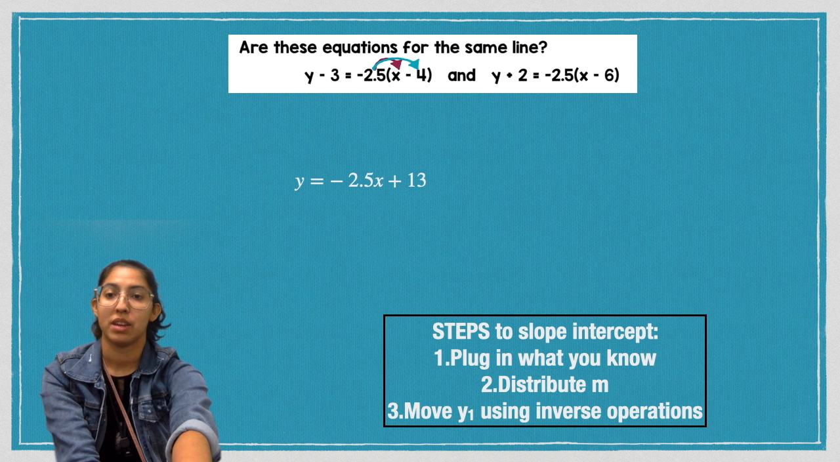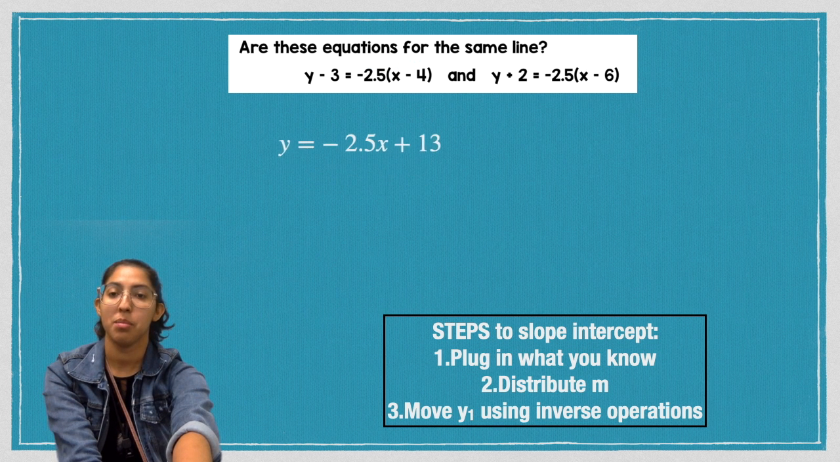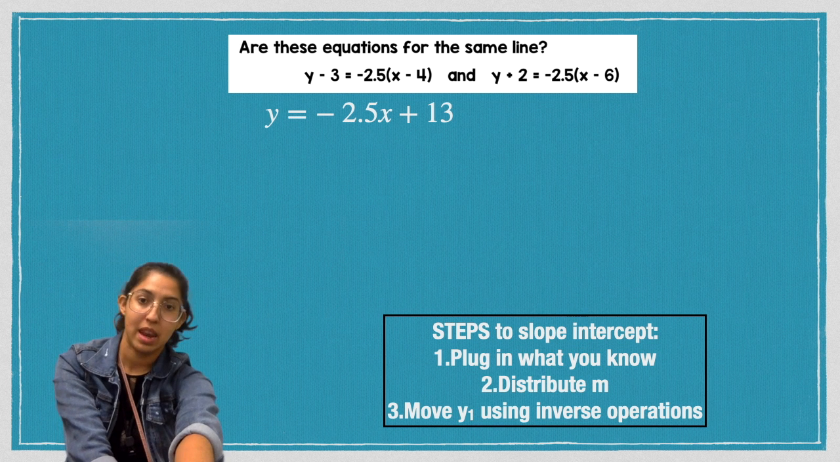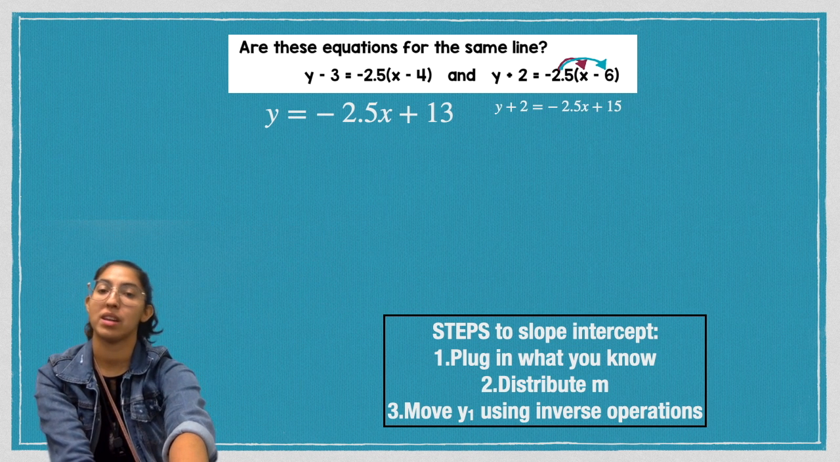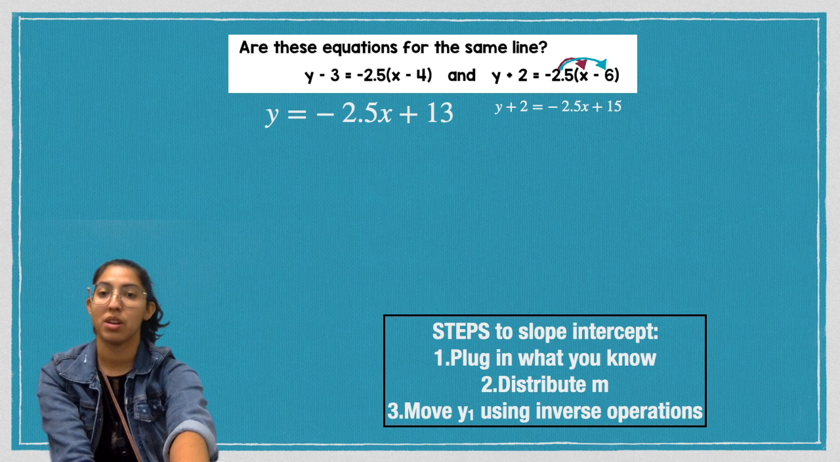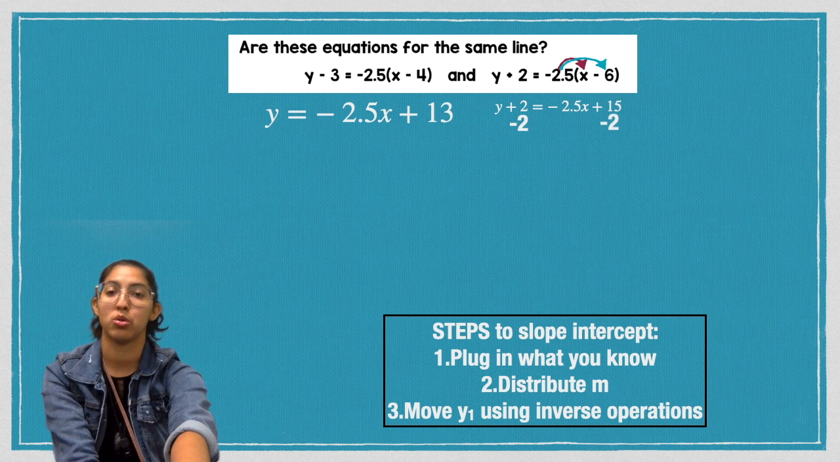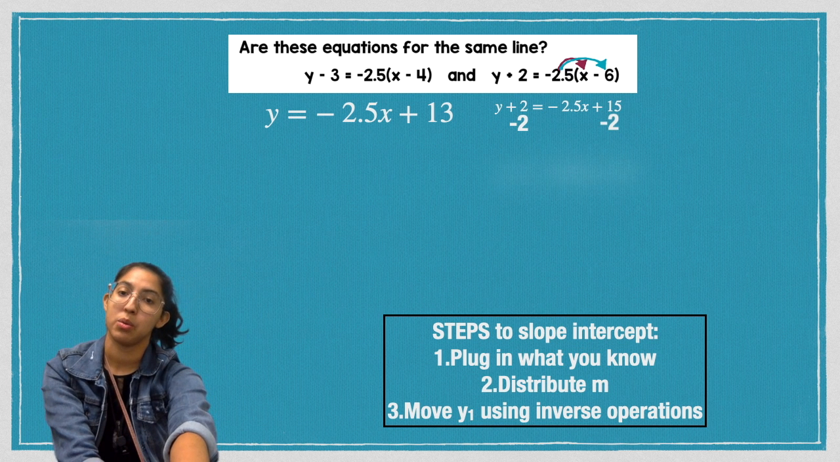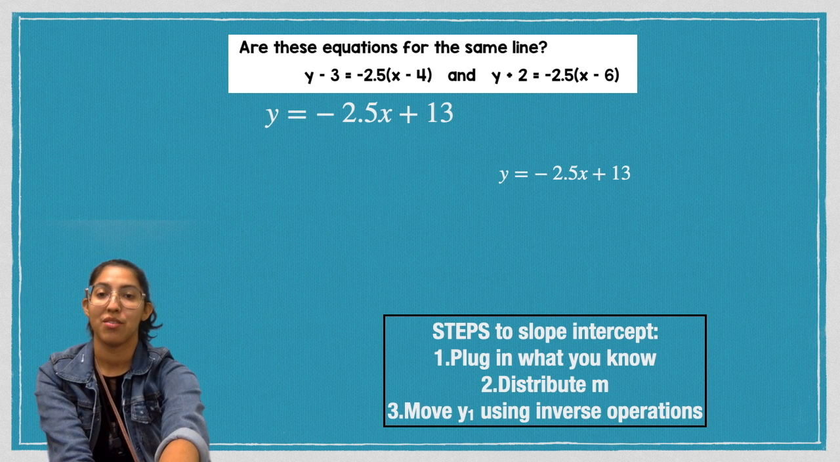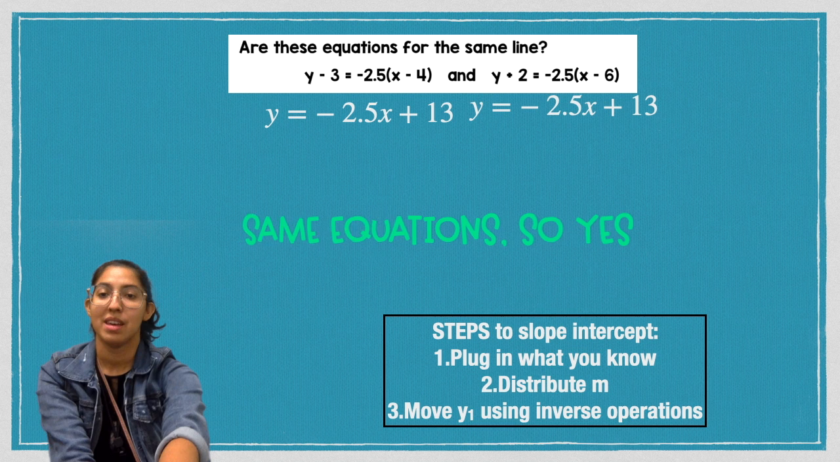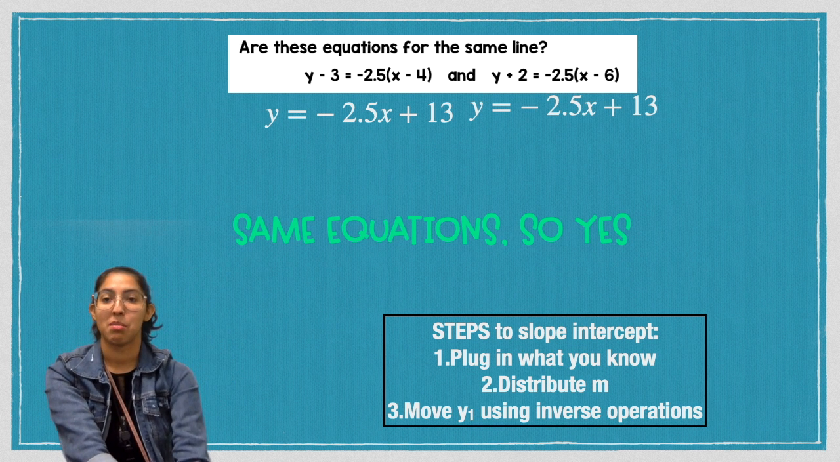So now let's get rid of this stuff, move this up, and do our next one, see if that one is. So negative 2.5 times x, negative 2.5 times negative 6. So y plus 2 equals negative 2.5x plus 15. So now getting rid of that positive 2, we minus 2. And it goes to the like term. So y equals negative 2.5x plus 13. Yay! Get rid of all of this, make this bigger. Yay! They're the same equation, so yes, they are the same line.